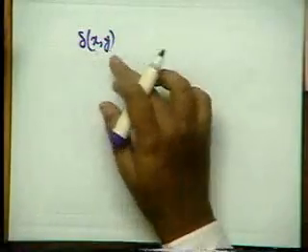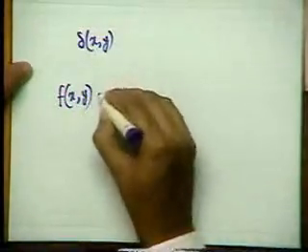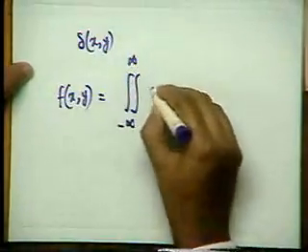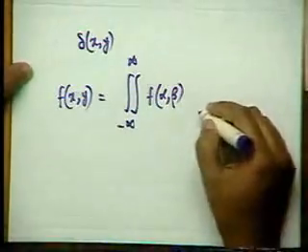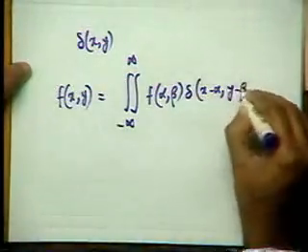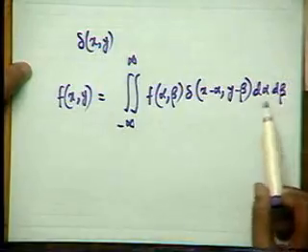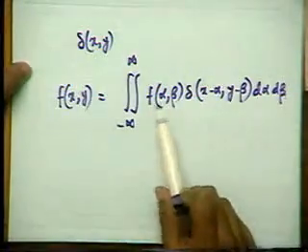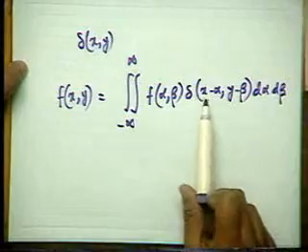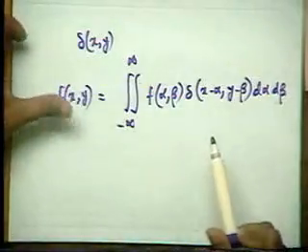So that is the impulse function that we take, and we can write f of x,y in terms of the impulse function as a double integral between minus infinity to plus infinity of f of alpha, beta, where alpha and beta are some variables, delta of x minus alpha, y minus beta, d alpha d beta, where the integrations are performed with respect to alpha and beta, and we consider this function as f of alpha, beta. Then we consider the impulse function delta of x minus alpha, y minus beta, so this will give rise to f of x,y.